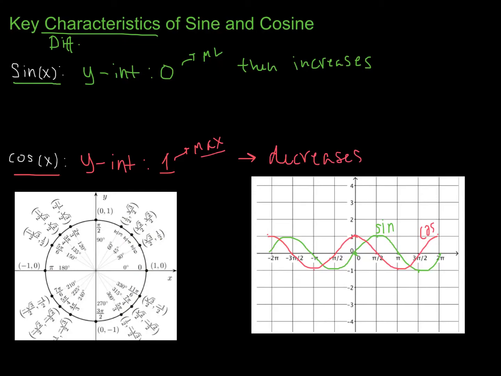So these are the key characteristics that we're going to want to consider in order to write functions. We want to think about what will make the most sense in terms of knowing that sine has an initial value of 0, cosine has an initial value of 1, and then from there on sine increases and cosine starts to decrease. Now this will make more sense when we take a look at an example.